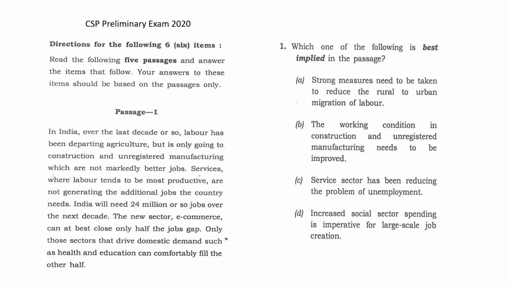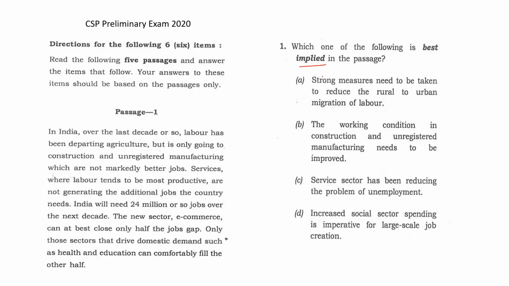Now we have one more question. It was given in the Civil Services Preliminary Exam 2020. Again, I read the question stem first. Which of the following is best implied? Again, implied, implication, inference. Again, I read the passage. In India, over the last decade or so, labor has been departing agriculture, but is only going to construction and unregistered manufacturing, which are not markedly better jobs.